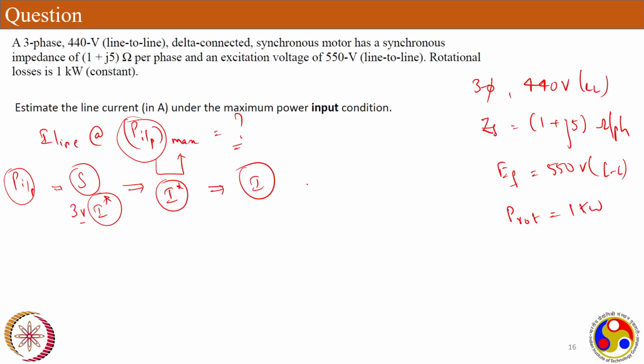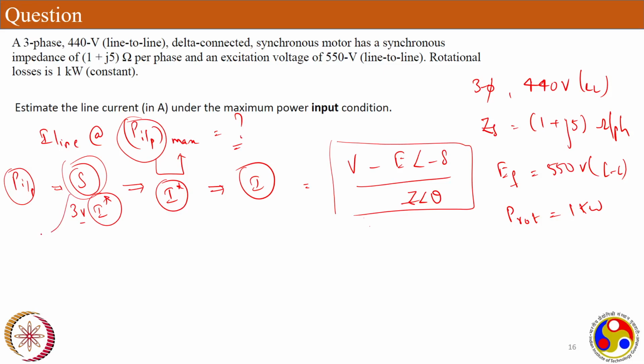To get I star, first we have to calculate I. For this given motor condition, the formula for I is V minus E at an angle of minus delta, divided by Z at an angle of theta. Theta and beta both are power factor angles only. So this is what we have to calculate first. Once we calculate this, we will put this I in S, from S we will calculate the input power, then we will maximize it, and at that maximized condition we will calculate the current. Now let's calculate this I.